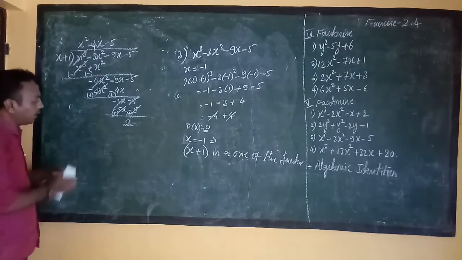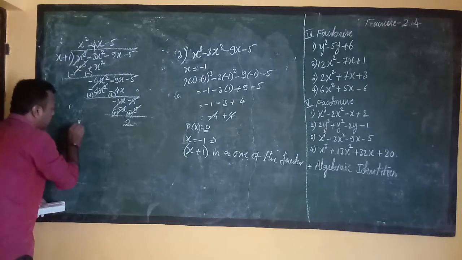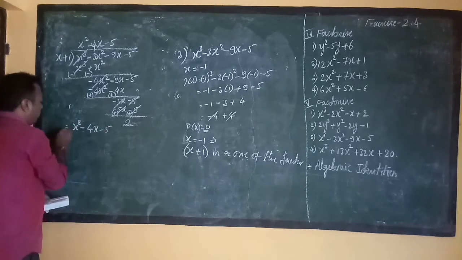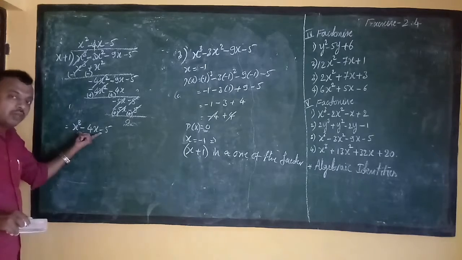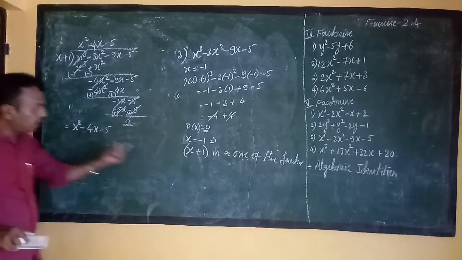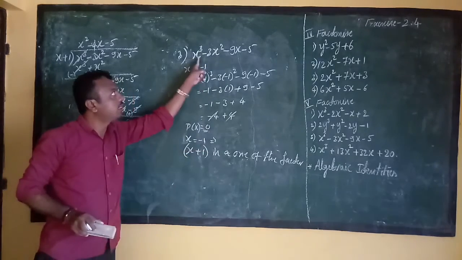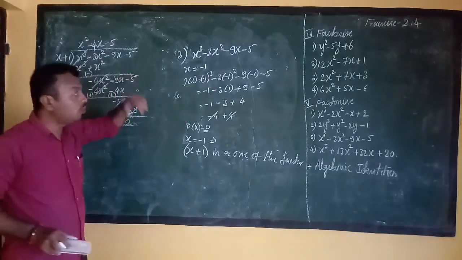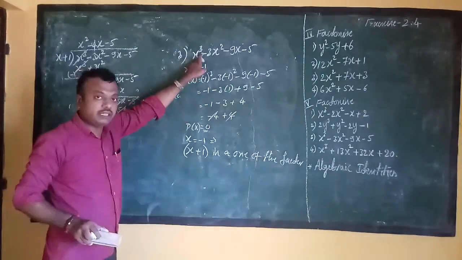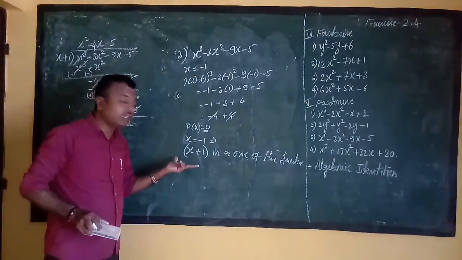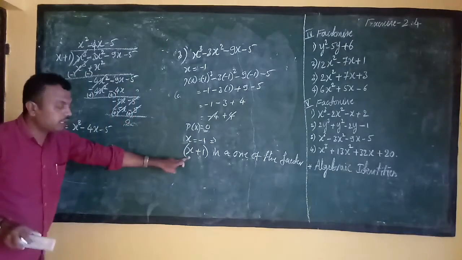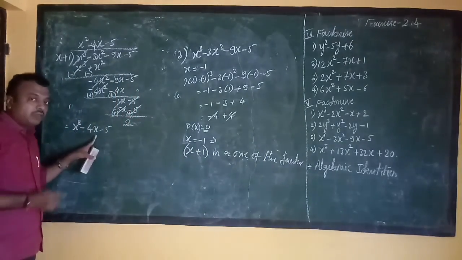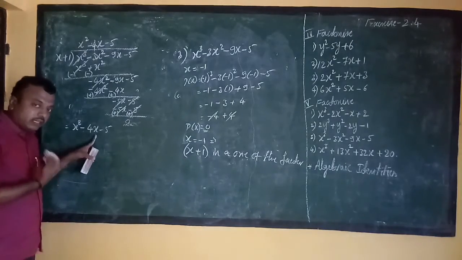We have to take out the factors of x square minus 4x minus 5 again. So we have to find the factors of the given polynomial. This polynomial we have to factorize. X plus 1 is a factor of x cube minus 3x square minus 9x minus 5. We have to take out the other two factors, because the degree is 3, therefore we have to find three factors. Already x plus 1 is one of the factors. So now this polynomial we have to factorize, we can get the two factors.